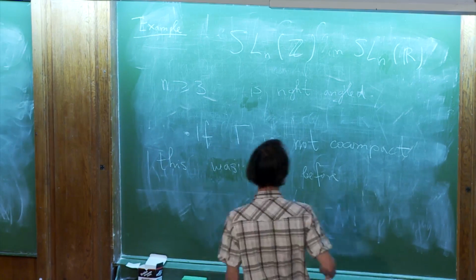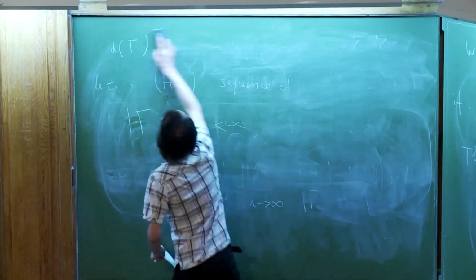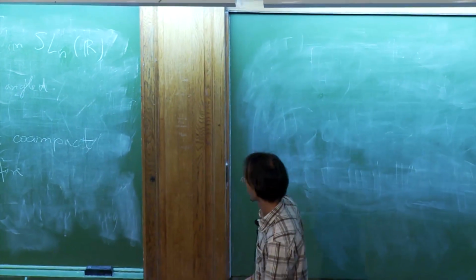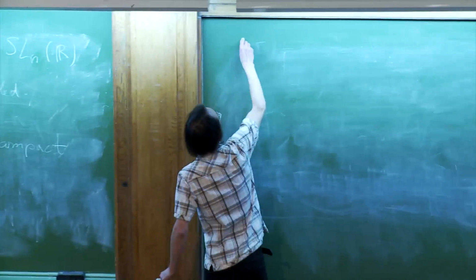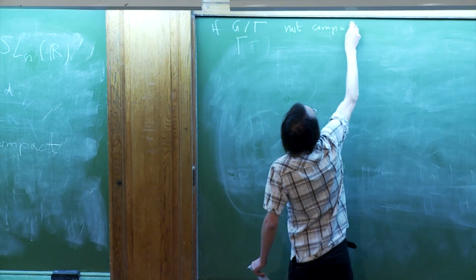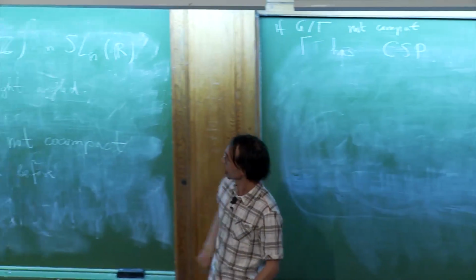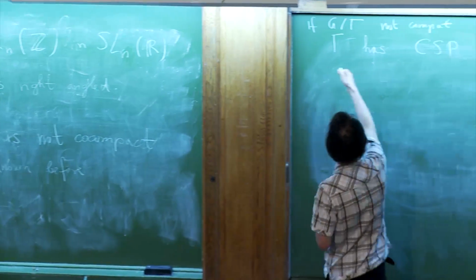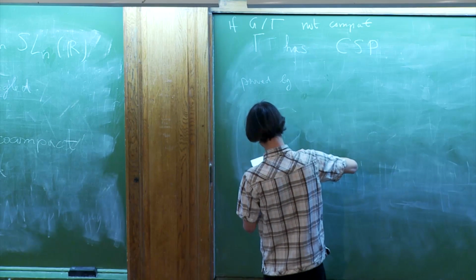There's a result that in this case, if G mod gamma is not compact, in a high rank Lie group, then gamma has the congruence subgroup property, and in that case, of course, these are all arithmetic lattices, and it was proved by Sharma and Venkataramana.